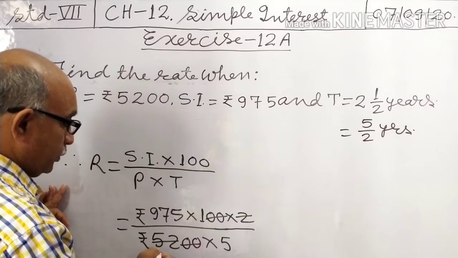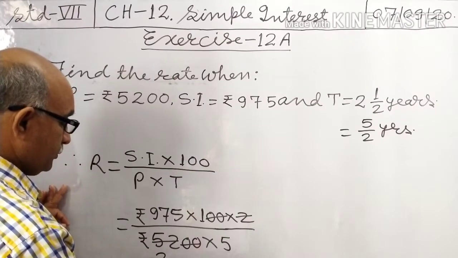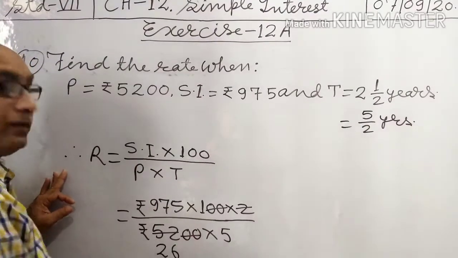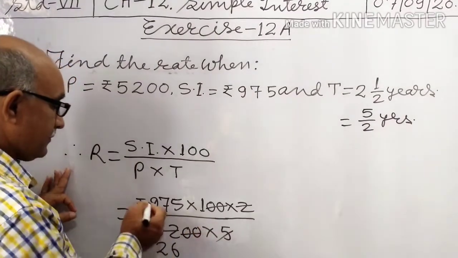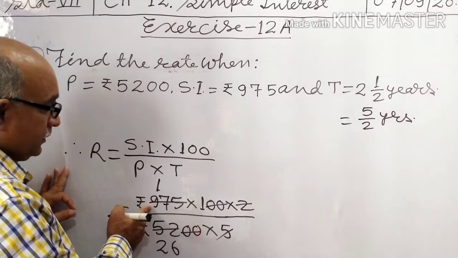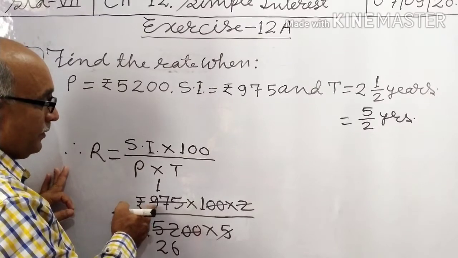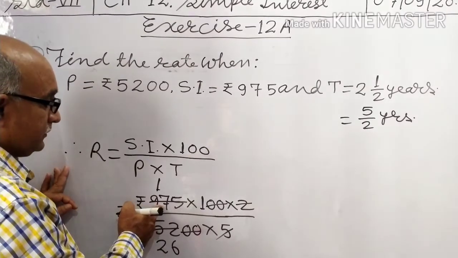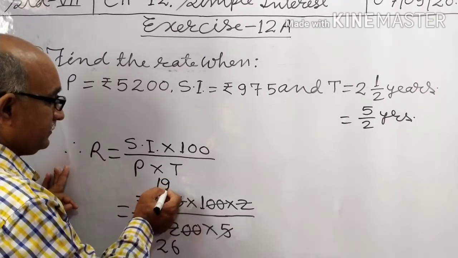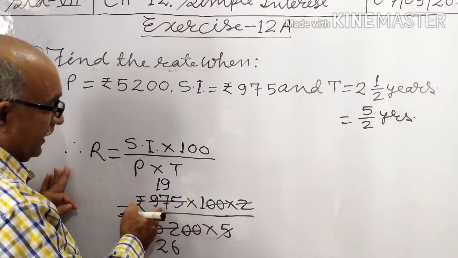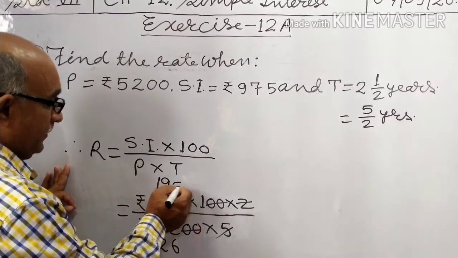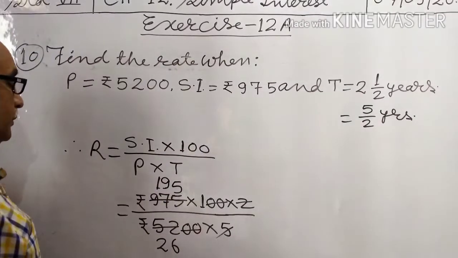52 divided by 2 is 26. Now 975 divided by 5: 5 ones are 5, 9 minus 5 is 4, 4 and 7 make 47. 5 nines are 45, 47 minus 45 is 2, 2 and 5 make 25. 5 fives are 25.